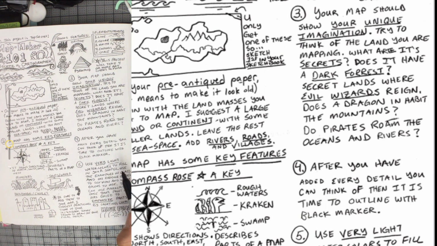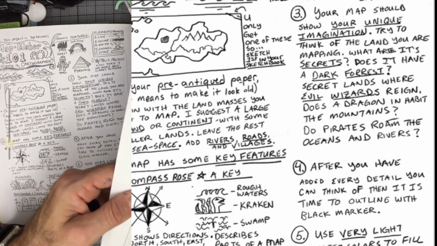After you have added every detail you can think of, then it's time to outline with a black marker. Now I know I'm doing this with a marker already, but you're sketching with a pencil. So once you're done sketching with a pencil, you can get a marker or you can borrow one from me and you can outline your map. Use very light watercolors to fill in your shape. We'll talk about that next time.